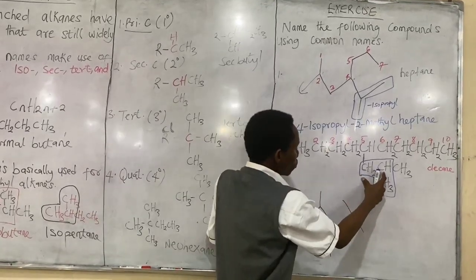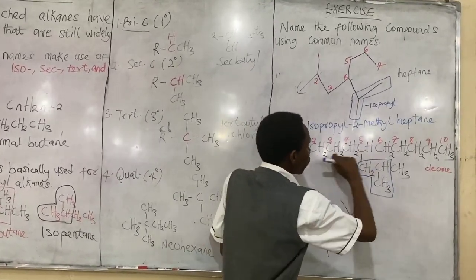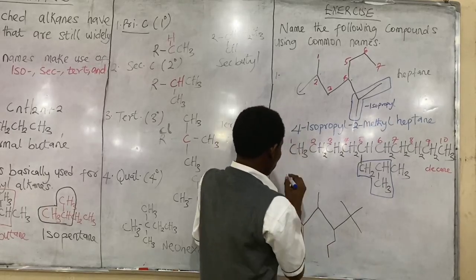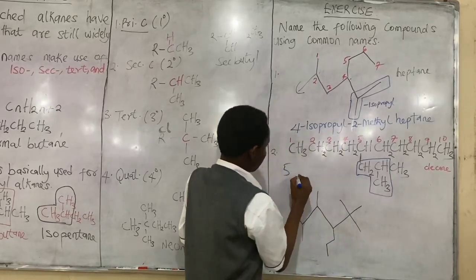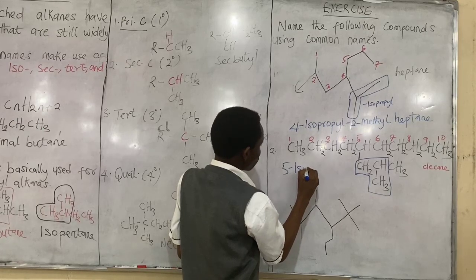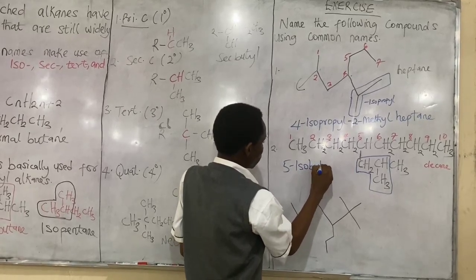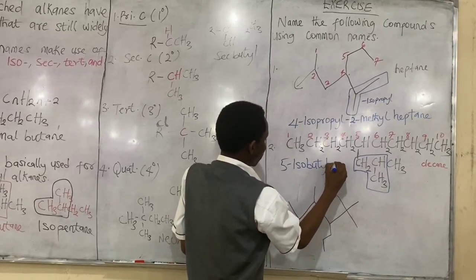What then would be the name of this compound? The isobutyl is on carbon 5 of this decane. So the name would be 5 isobutyl decane.